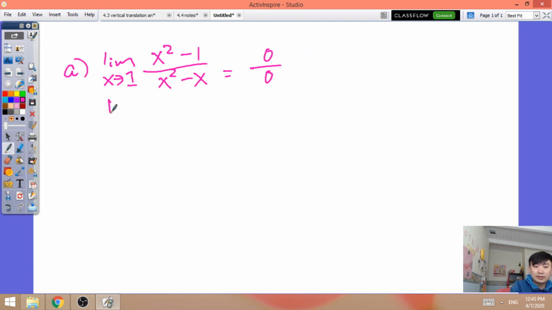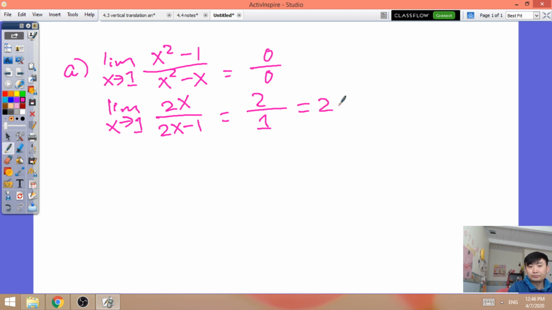So basically, we can just take the derivative top and bottom separately. Now again, we're taking the derivative separately, not using the quotient rule. So take the derivative individually. We have 2x over the derivative of x squared minus x, which is 2x minus 1. Plugging in 1 again, 2 times 1 gives us 2, and 2 times 1 minus 1 gives us 1. So eventually, that means the limit is going to be 2.